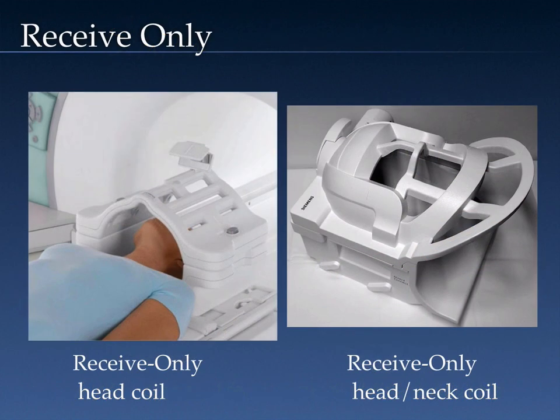Here are a couple of examples of receive-only coils. On the left is a receive-only head coil, and on the right is a head coil, but this one also has the capability of imaging down in the neck.